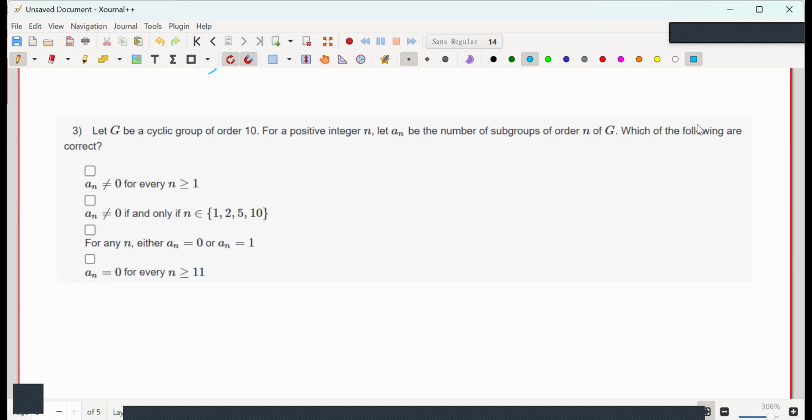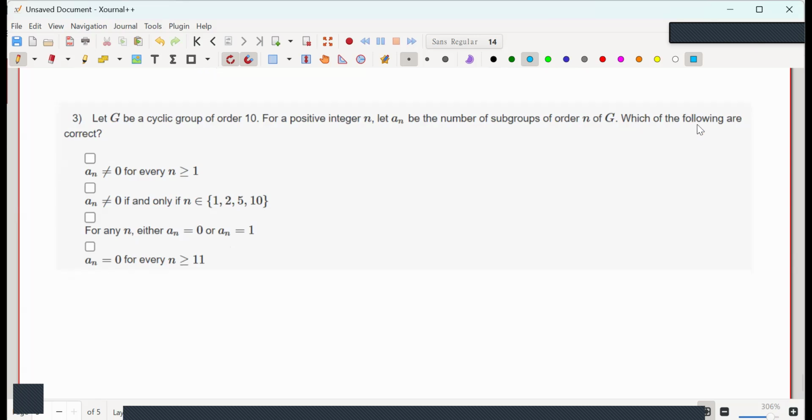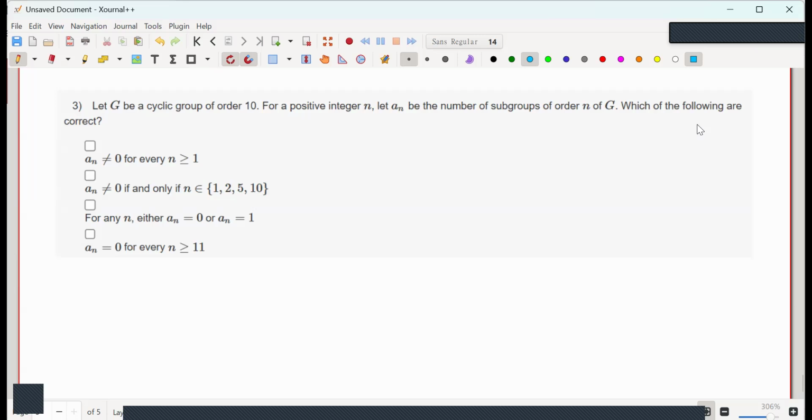So the first part: An is non-zero for every n greater than 1. Is it true? Yes, sir. At least one subgroup will be there. One subgroup will be there for each n. So let's say I use this notation. G is a cyclic group of order 10. So here we have A, A square, A cube, and so on, A raised to 9. And then A raised to 10 is identity.